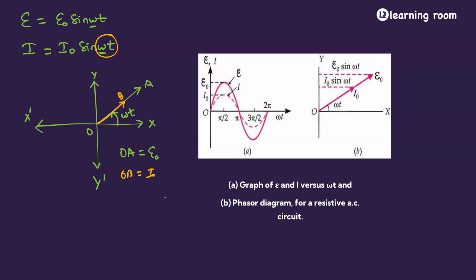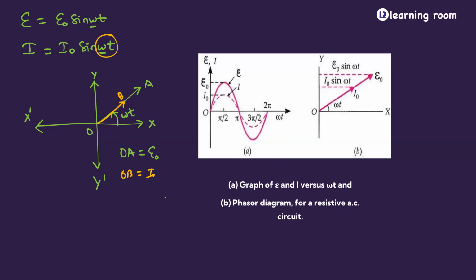This is the language they use. So there is a passive element. Listen to this carefully. There is a passive element across which an AC source is connected. What is the passive element? I'll come to that point. There is a passive element across which an AC source is connected so that the EMF and current are in the same phase. What is that passive element? It's a resistor. Because for a resistor, EMF and current, they both are in same phase.